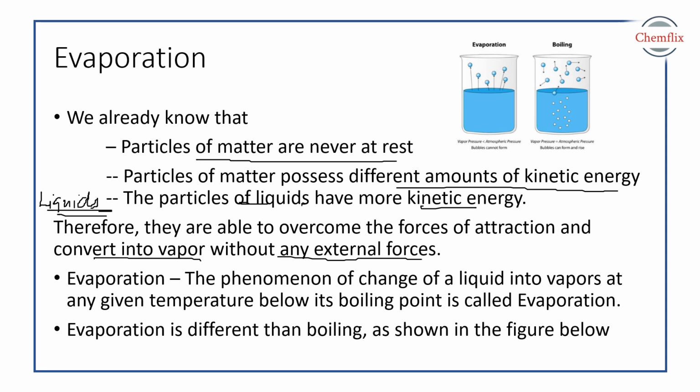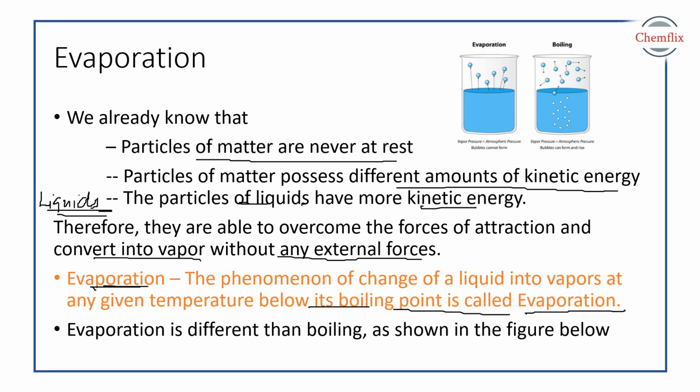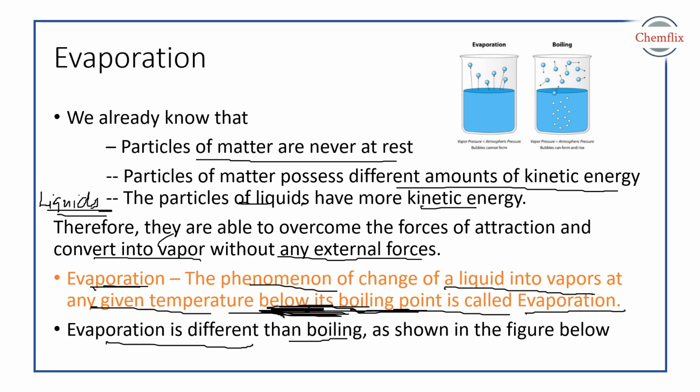So evaporation is the phenomenon of change of a liquid into vapors at any given temperature below its boiling point. Okay, below its boiling point, they can be converted into vapor. Evaporation is different from boiling. It is not boiling, because boiling happens at a particular temperature, the boiling point. Here evaporation happens at any temperature below its boiling point. So it is different from boiling.